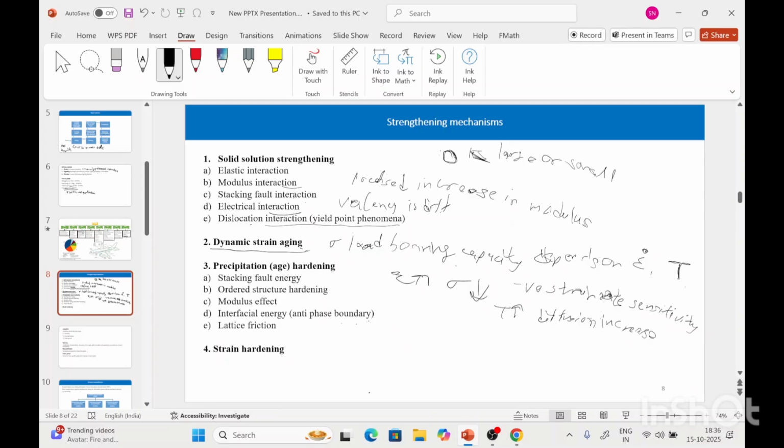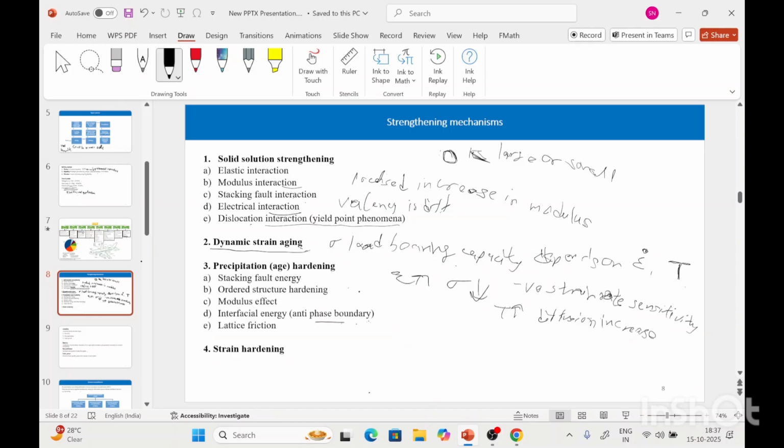First is the stacking fault energy: if the stacking fault energy of a precipitate is higher, the strengthening will be high, and if the stacking fault energy is less, the precipitation hardening will be less. Then order structure hardening: if some ordered structure is present in the precipitate, then during deformation that will create some type of antiphase boundary.